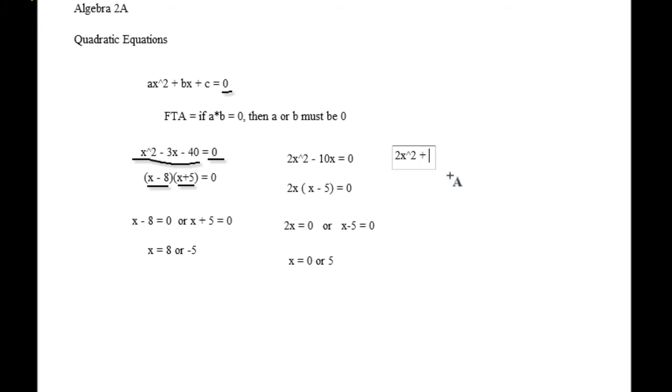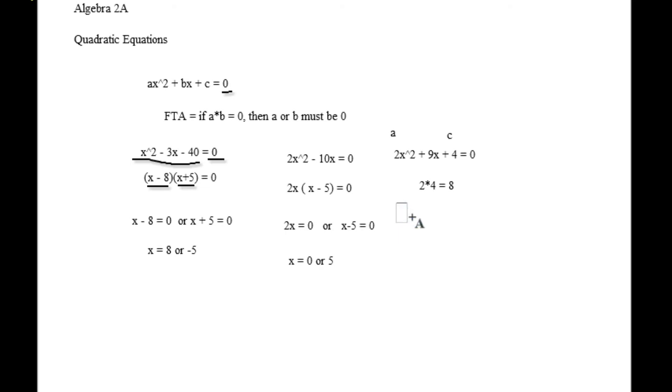Alright, so I had to go look up the problem because doing these on the fly doesn't work as well. So let's say we had 2x squared plus 9x plus 4 equals 0. Now this one's tough because you can't do greatest common factor, so you have to do what is called the AC method. Here's A and here's C, and you multiply both of them. 2 times 4 equals 8.